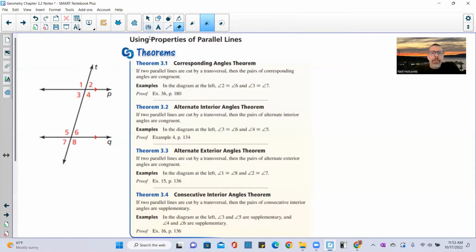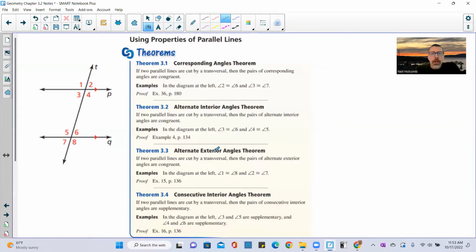Alternate interior angle theorem: if two parallel lines P and Q are cut by a transversal T, then the pair of alternate interior angles have to be congruent. So angle 3 is going to be congruent to angle 6. Alternate interior, remember, are in between the two parallel lines and on opposite sides of the transversal, so 3 and 6. And angle 4 is congruent to angle 5. They're alternate interior angles as well. Okay? All right, next one.